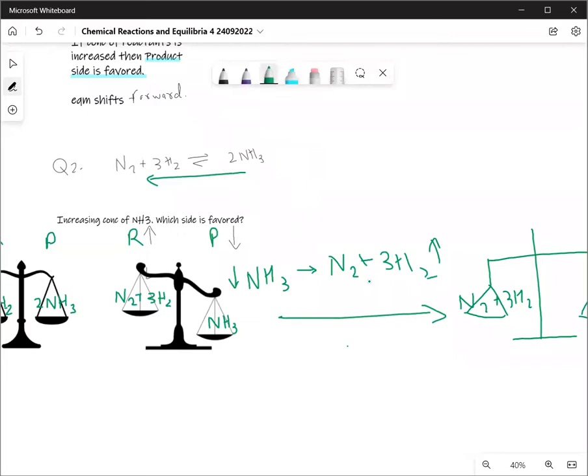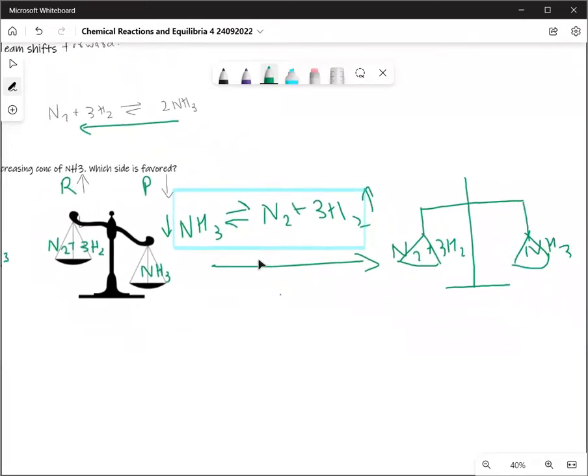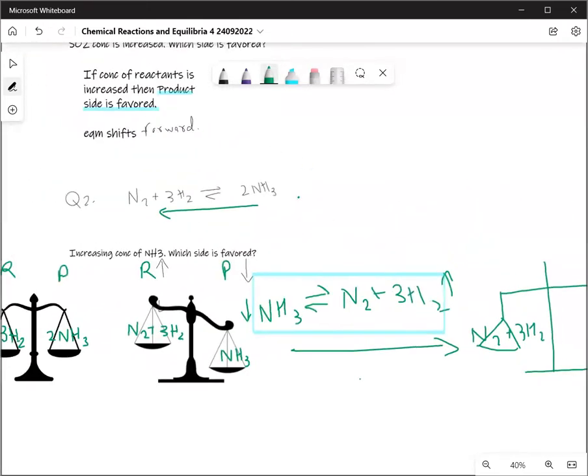It's forward. N2 plus 3H2 will be the forward reaction. So what is this one then? ये क्या होगा फिर? This is the backward reaction. उल्टा जा रहा है. It's now going back. Instead of going forwards like this, it's going backwards. So it's going backwards, and that is how we make it balance again. अगर आप एक side को increase करोगे, then it will want to go to the other side and balance out.